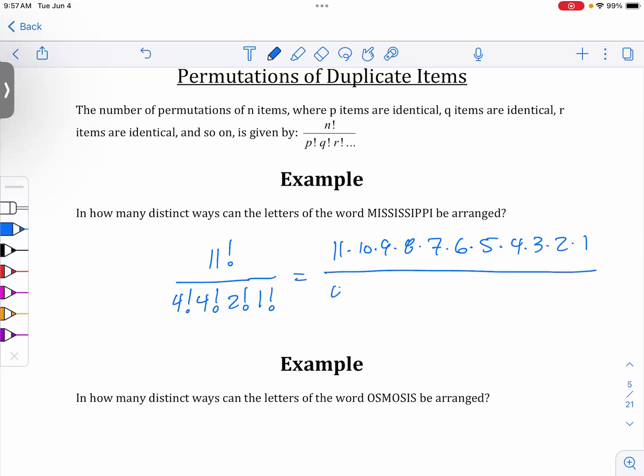On the bottom, this is 4 times 3 times 2 times 1. And then that again, 4 times 3 times 2 times 1. And then 2 times 1, and then 1. So, I mean, you could put it in your calculator like that, all right? It's way easier to put it in your calculator as factorials. But when you multiply that out, you would get 34,650 ways.